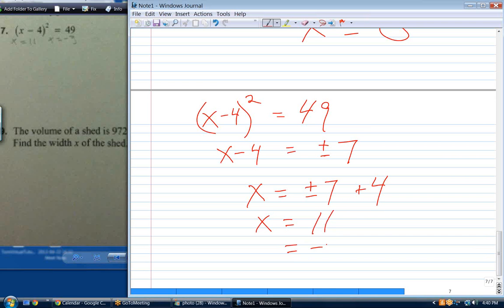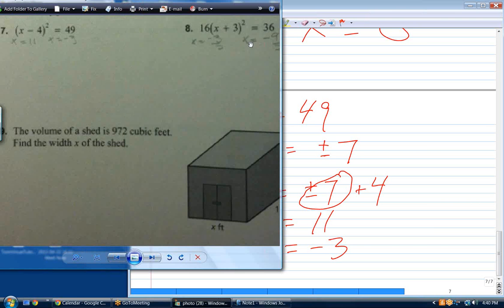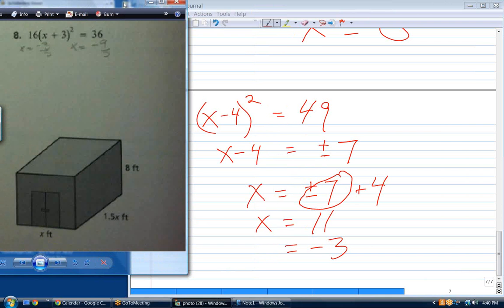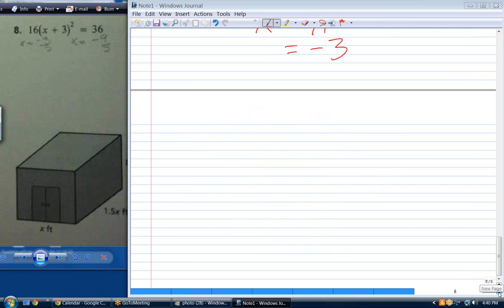In other words, when I add 4 to that, I get -3. When I add 4 to the plus, I get 11. Oh. And gradually they get a little harder. Notice that our steps are not always in the same order.